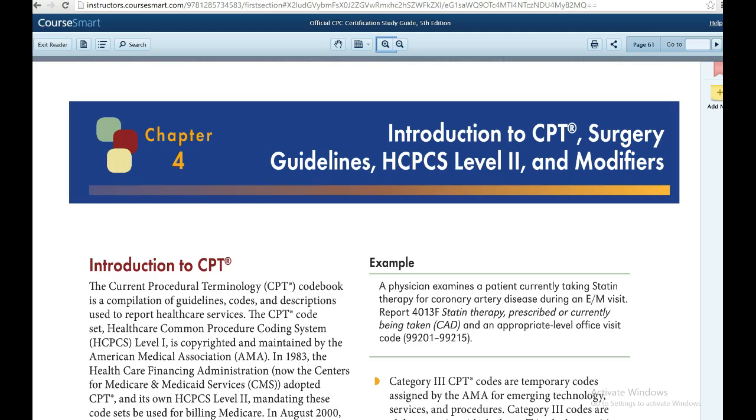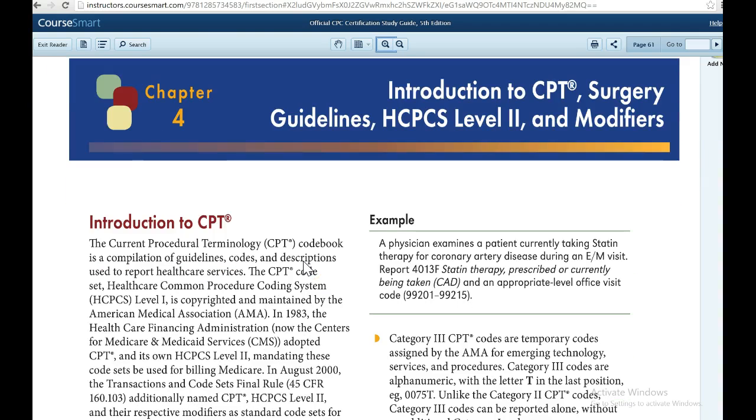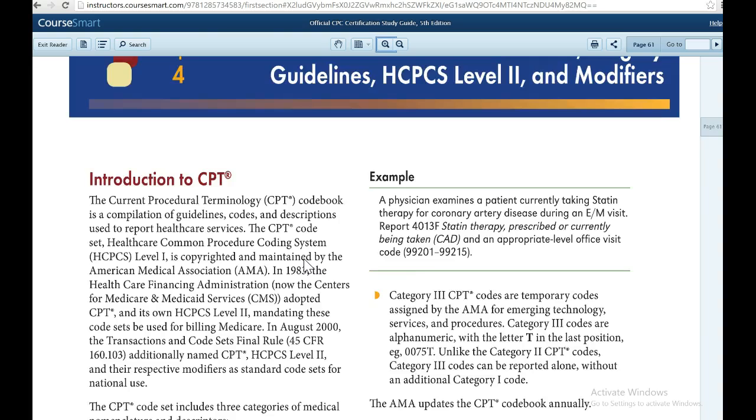Hi class. Today we are in chapter 4 and this is going to be the introduction to your CPT, surgery guidelines, HCPCS level 2 and modifiers. You know your CPT stands for your Current Procedural Terminology, and being outpatient orthopedic coders, this is how we go through and we bill for the procedures that the doctor does on the patient.